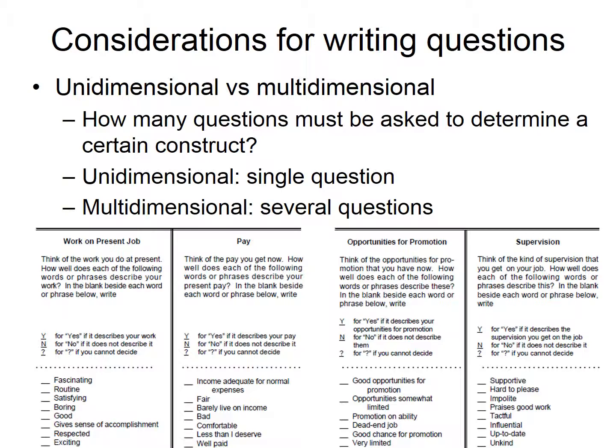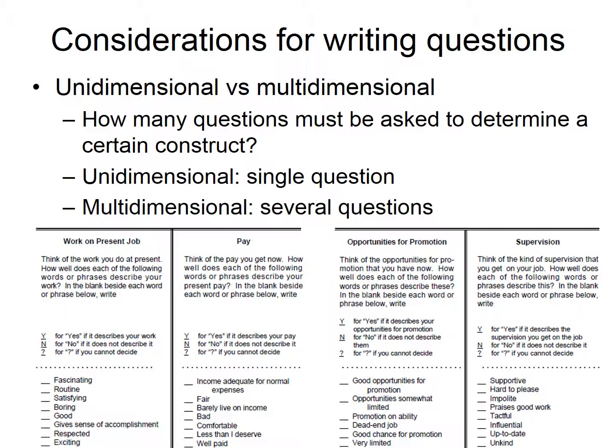So this is the job satisfaction inventory, at least a portion of it. And for each thing on this scale, you're basically talking about the work, the pay, your opportunities for promotion, supervision, and it goes on. There are also elements on bonuses and extra benefits. There's a section on your coworkers, and each one of these.